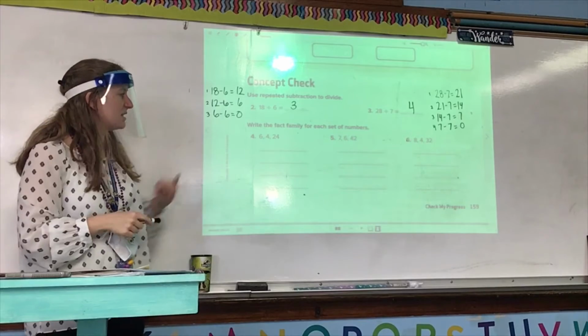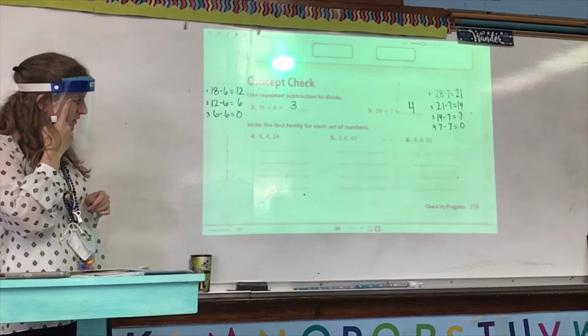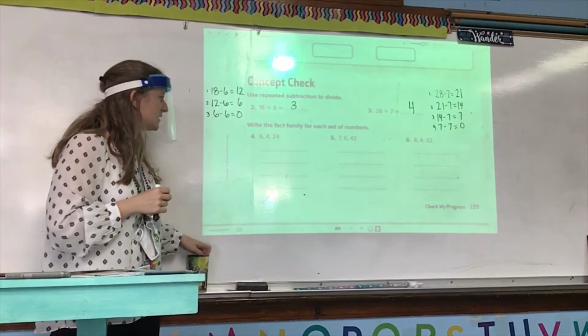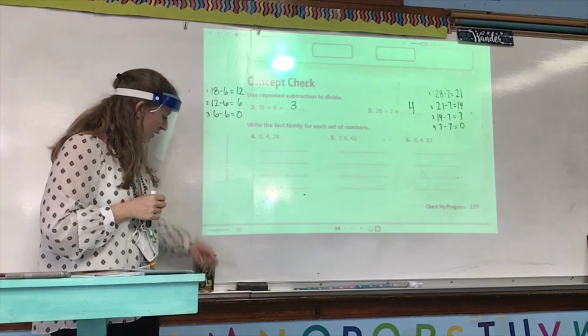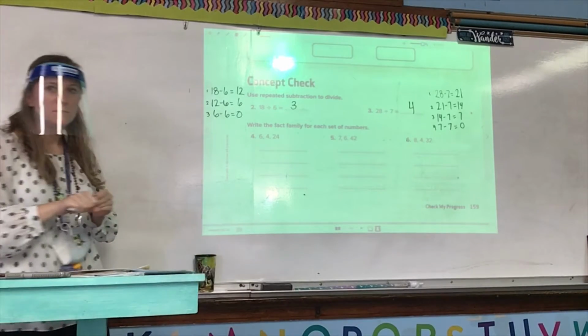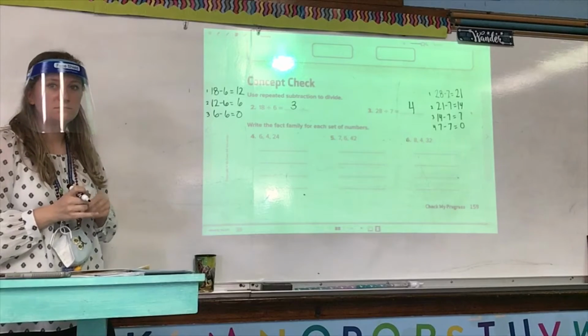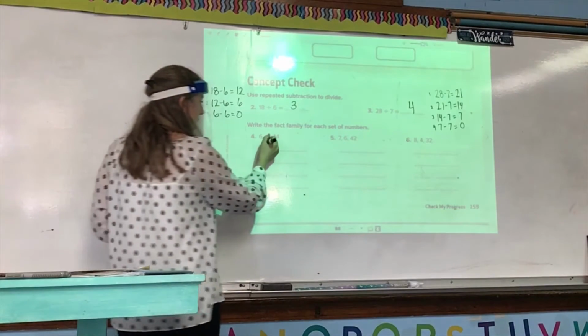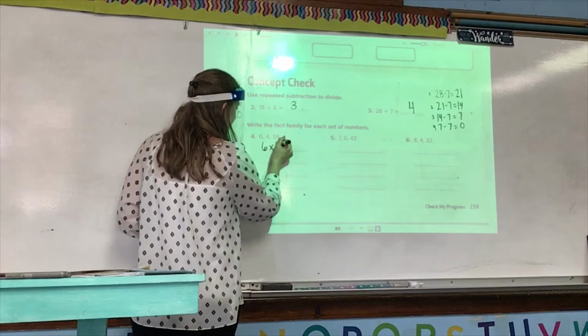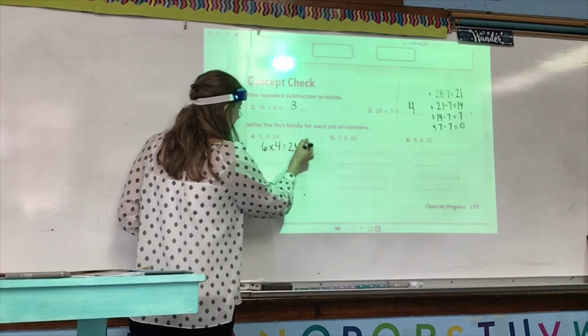Okay, number 4. The directions for these say write the fact family for each set of numbers. Number 4, I have 6, 4, and 24. Aaron, tell me my first equation. 6 times 4 equals 24.